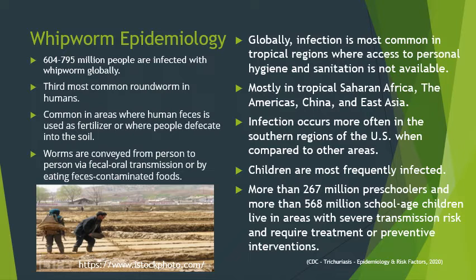Globally, infection is common in tropical regions where access to personal hygiene and sanitation is not available. They're mostly in tropical areas in Asia and to a lesser degree in Africa and South America. Infection occurs most often in the southern regions of the U.S. when compared to other areas in the United States, and this may be due to weather conditions. Children are most frequently infected.